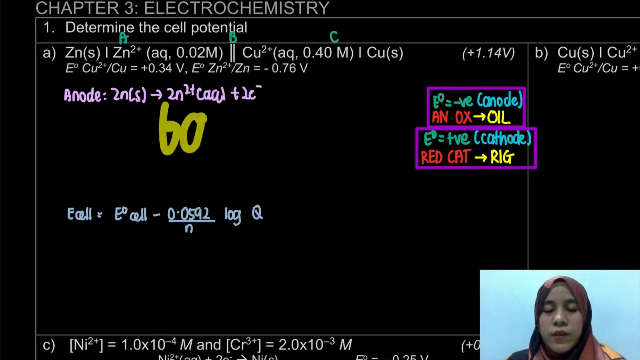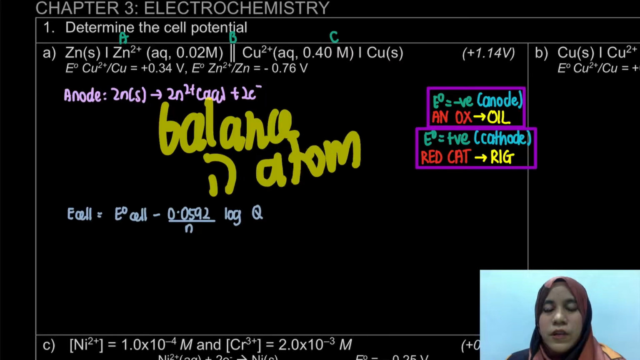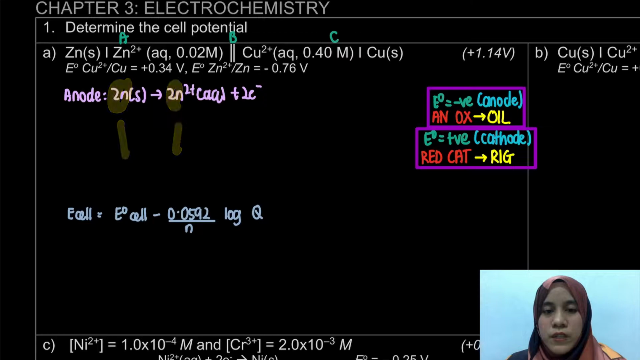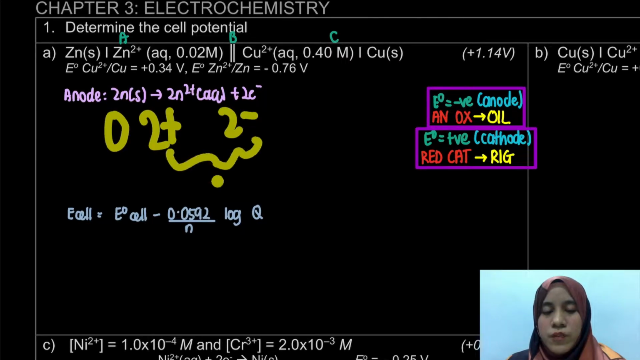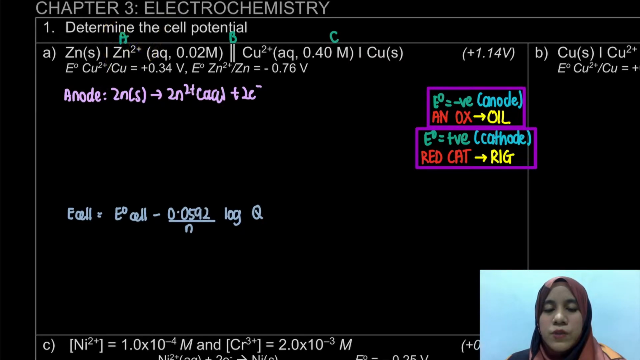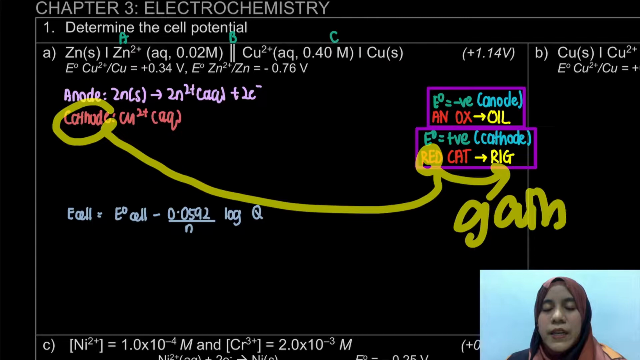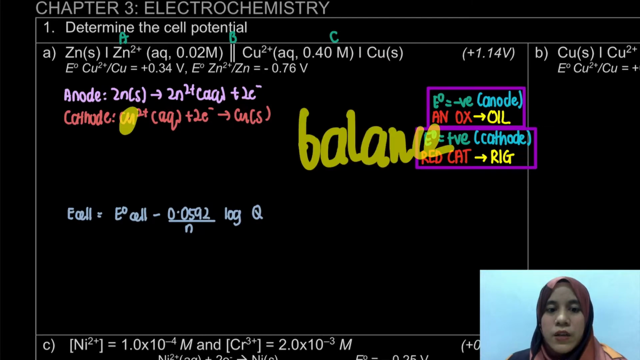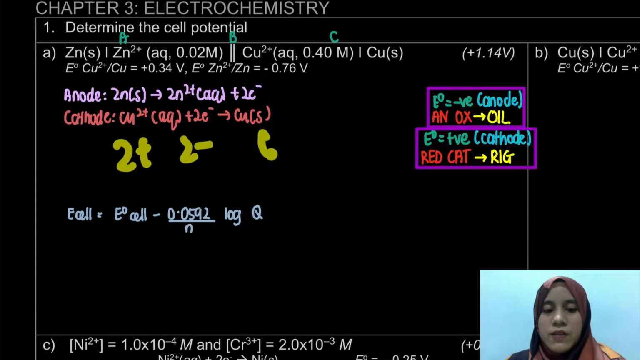Next, check whether the equation is balanced in terms of atoms and charge. Zinc on both sides is 1. The charge on both sides is 0. Then we can proceed with our cathode. From the cell notation itself, we can see it will involve Cu2 plus. For the reduction, it will gain electrons, so Cu2 plus plus 2 electrons forms Cu solid. Check whether the equation is balanced. The atoms are balanced as well as the charge.